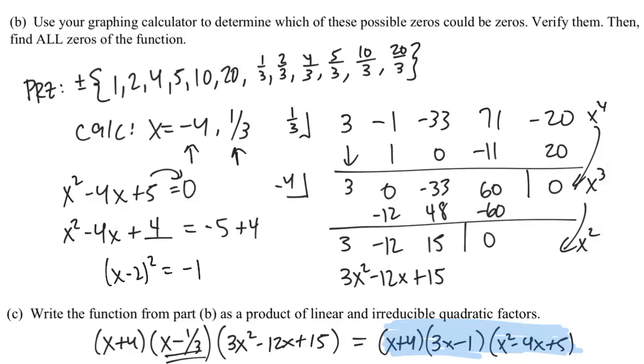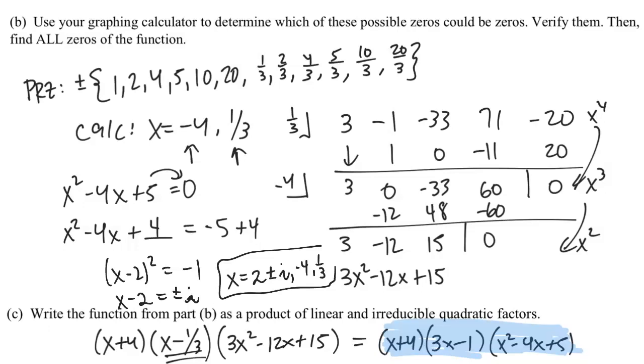Take the square root of both sides, and so that's going to give me x minus 2 is equal to plus or minus the square root of negative 1, which is going to be i. And then solve for x, and I get x is equal to 2 plus or minus i. And in addition to that, the other two zeros which I received from the calculator, which were negative 4 and 1/3.